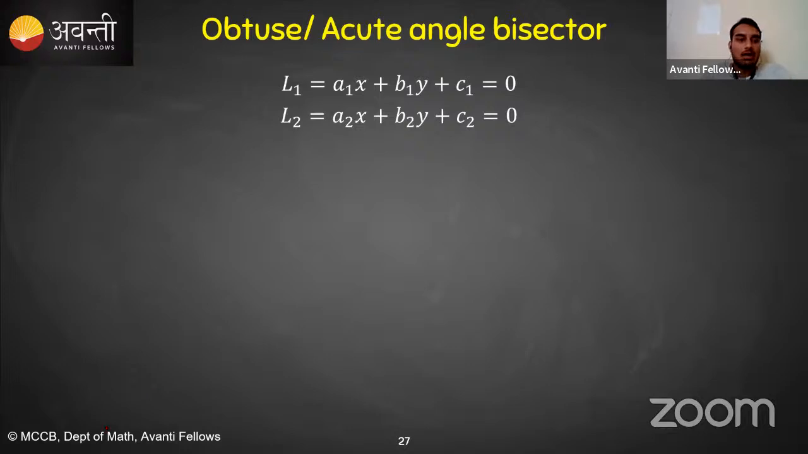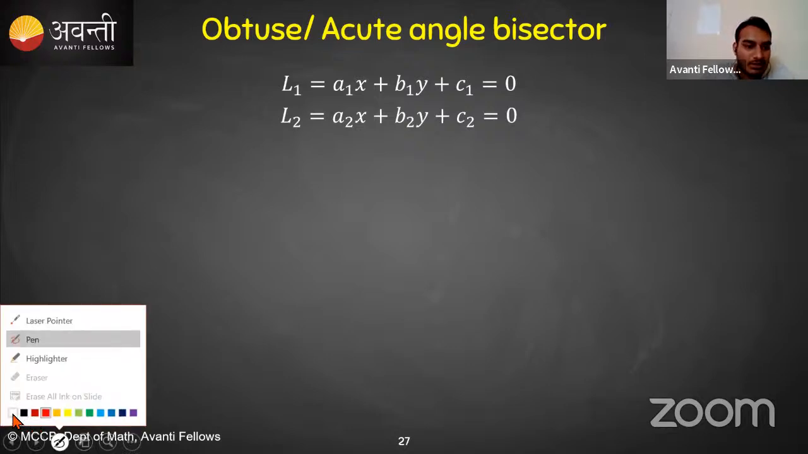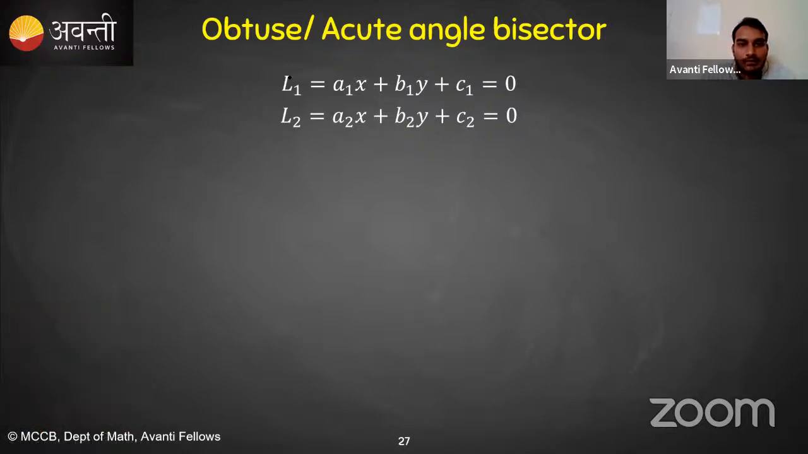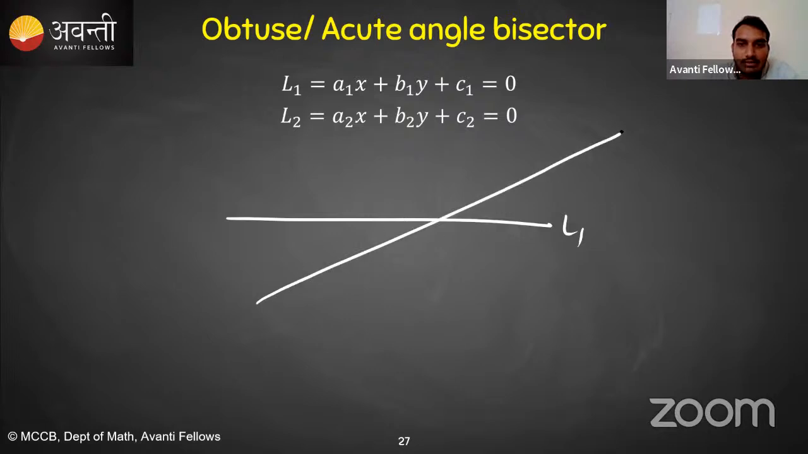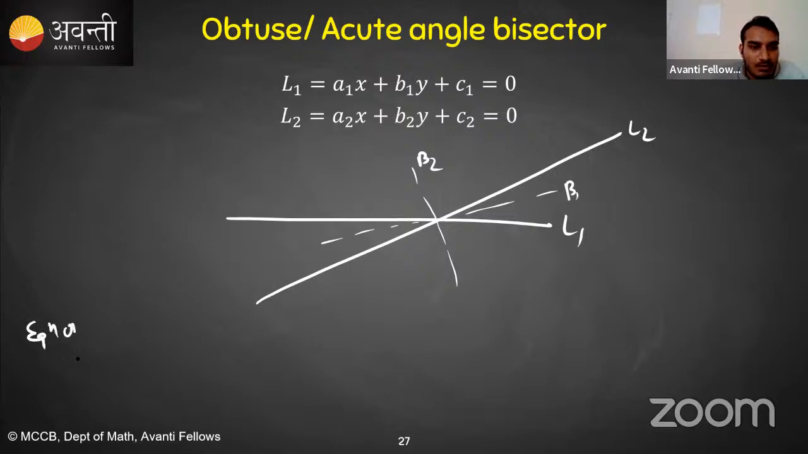So now I'm saying how to find the acute angle bisector and the obtuse angle bisector. Okay, very good. How to find the obtuse angle bisector and the acute angle bisector? First of all, what do you do? This is L1, this is L2, right? So the equation of one angle, this is B1, B2. So the equation of the angular bisector, क्या होगी equation of angular bisector?